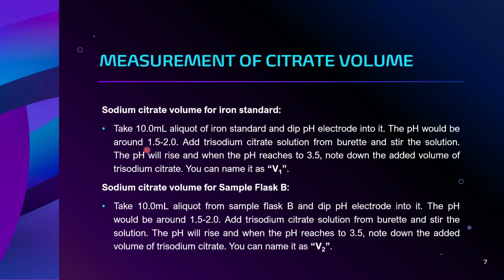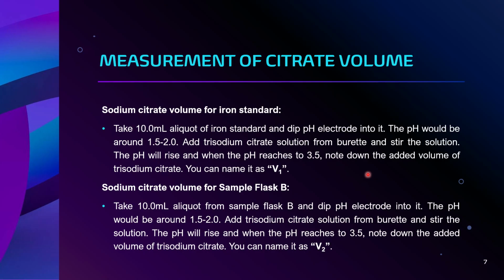You can collect it in a beaker, and then you can take 10 ml by pipette of that iron standard, and dip the pH electrode into it. We make it an acidic solution, so the pH of that iron standard would be around 1.5 to 2.0.